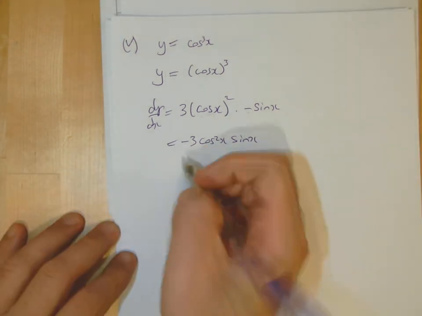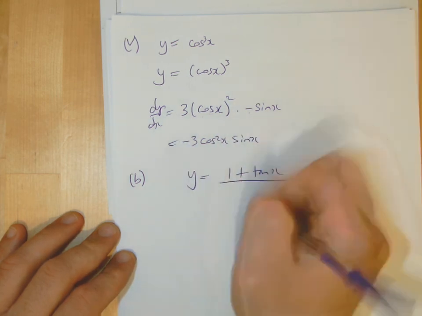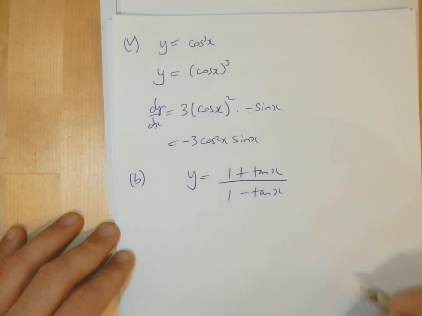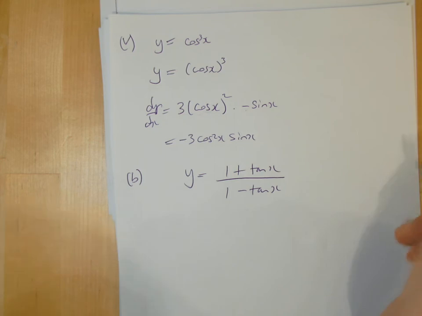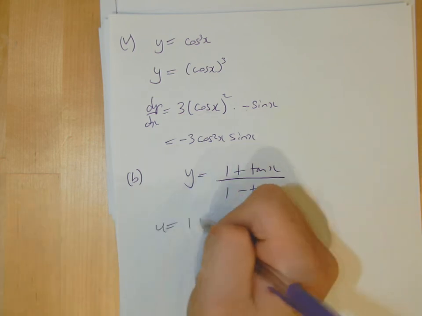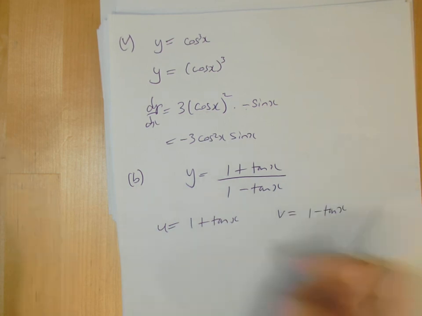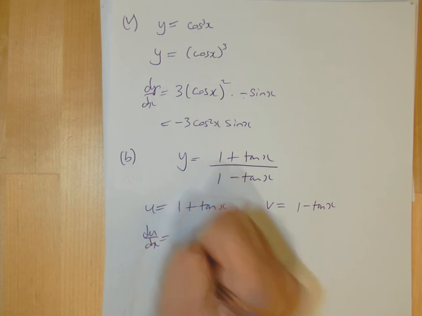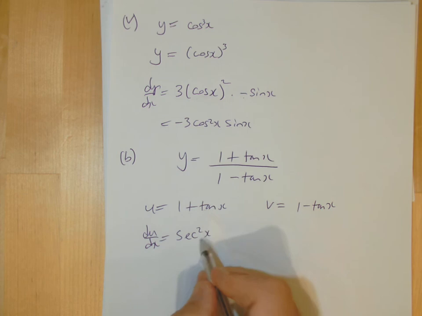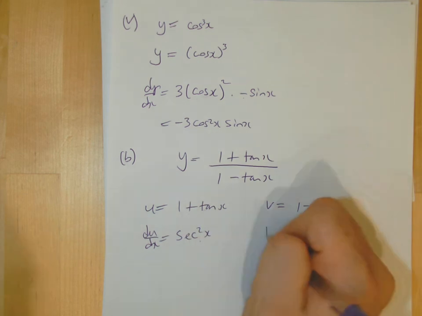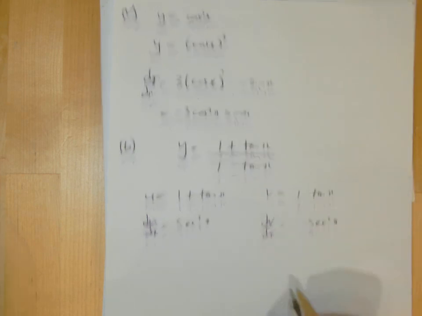Part B then, you've got y equals 1 plus tan x over 1 minus tan x. And it says show that dy dx is always positive. Well, if we write the top as u equals 1 plus tan x and the bottom as v equals 1 minus tan x, du dx will become, differentiate this, you get sec squared x, because tan x becomes sec squared x, 1 just goes. Differentiate this, you get minus tan x becomes minus sec squared x.